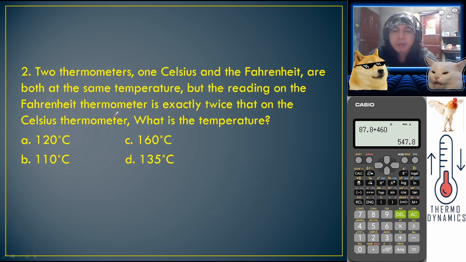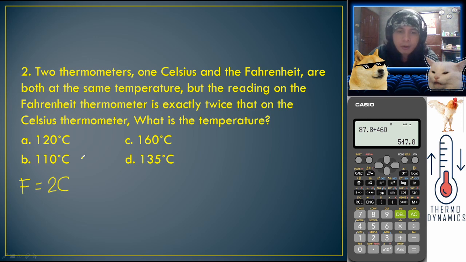Number 2. Two thermometers, one Celsius and one Fahrenheit, are both at the same temperature, but the reading on the Fahrenheit thermometer is exactly twice that on the Celsius thermometer. What is the temperature? Medyo kakaiba yung ating problem. Sabi kasi parehas daw yung reading, pero ang dapat tandaan natin, reading on the Fahrenheit temperature is exactly twice. So ang nakuha daw sa Fahrenheit ay doble ng Celsius. So, F is equal to 2C. Yan po yung mahalaga natin kailangan makuha dyan sa question natin.